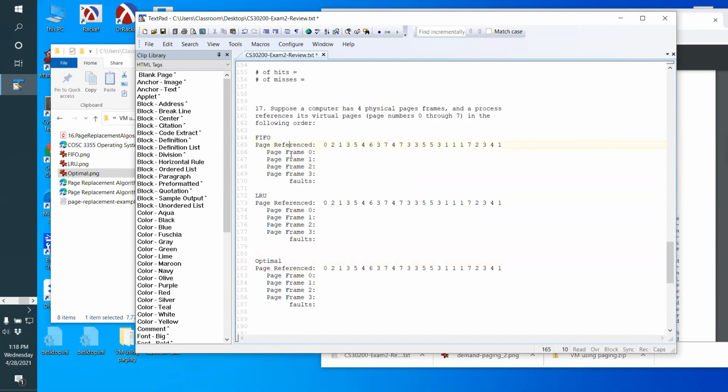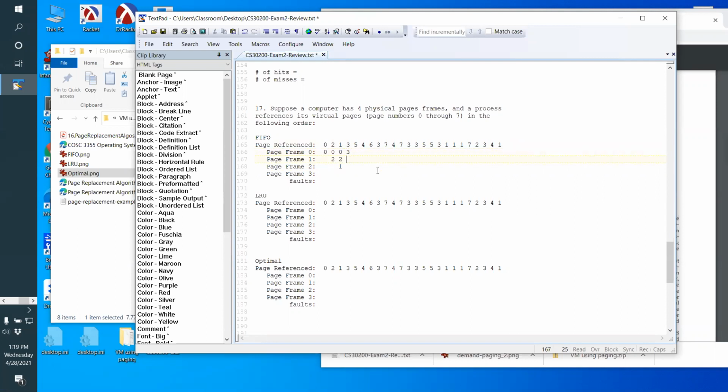Okay. All right. Now, initially, memory is considered as empty. So 0 will be brought into frame 0. Then it'll stay put, and 2 will be brought into page frame 1. Okay. Then it'll stay put. Now, 0 will stay put here, 2 will stay put here, and we'll bring in 1. Now, we haven't filled up physical memory yet, so nobody's going to get kicked out.